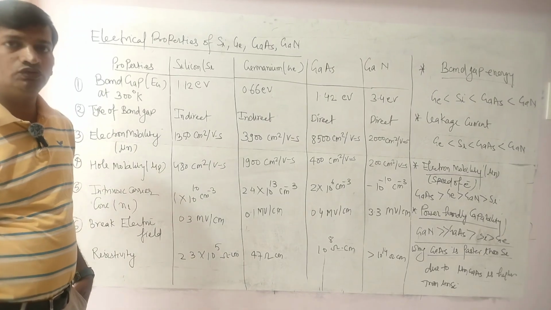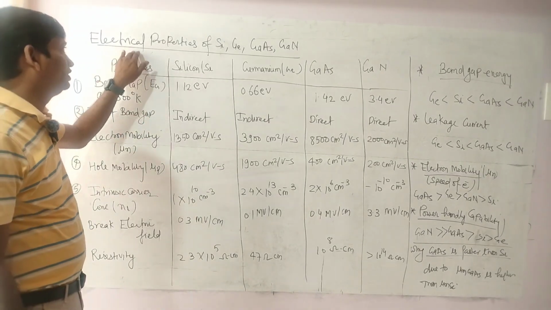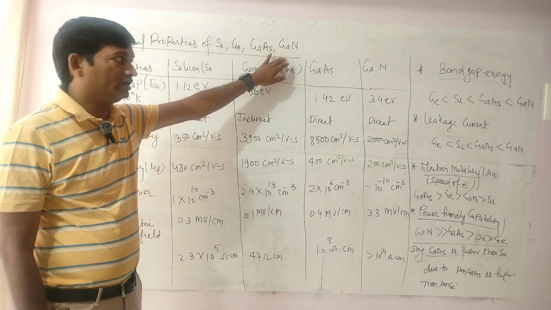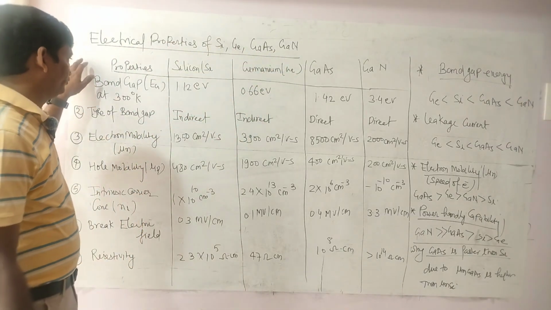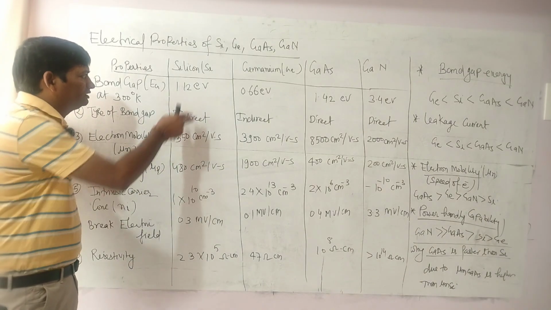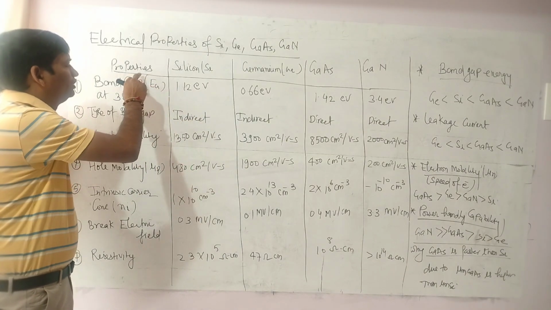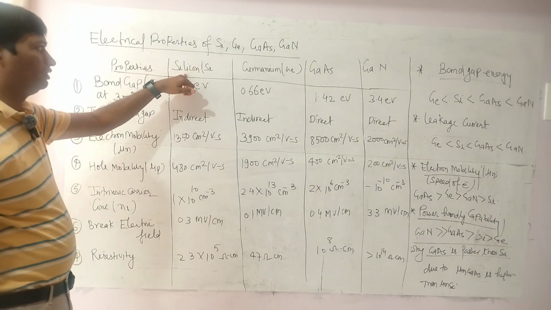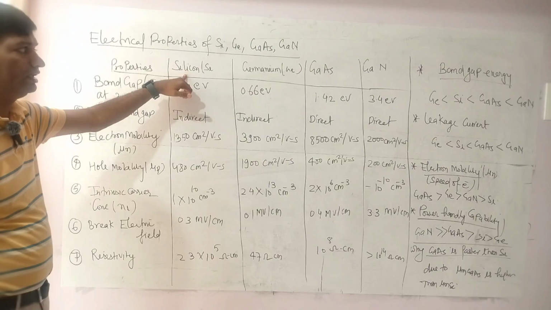Good morning, everyone. So today we will learn about the electrical properties of silicon, germanium, gallium arsenide, and gallium nitride. We are discussing this topic for competition purposes as well as for some BTech courses. First, we'll discuss the properties of these materials.